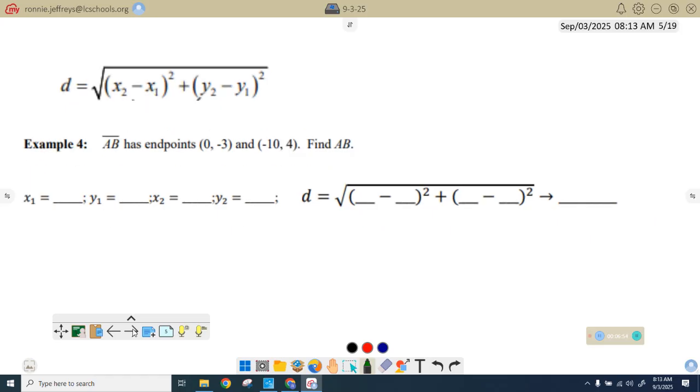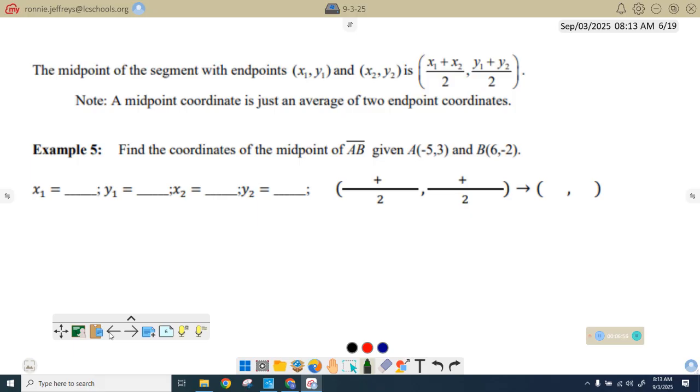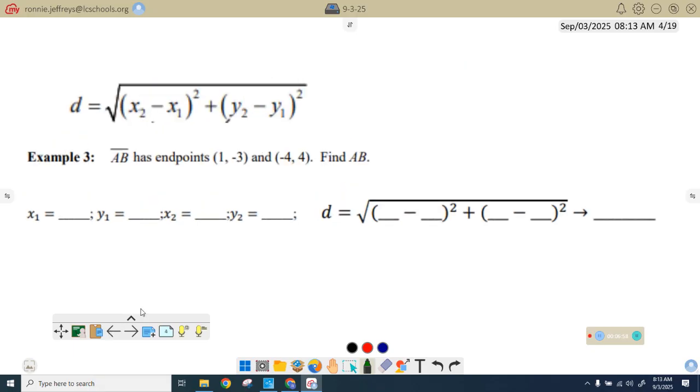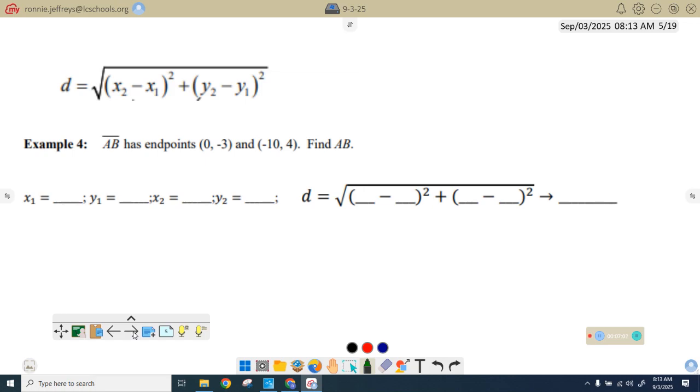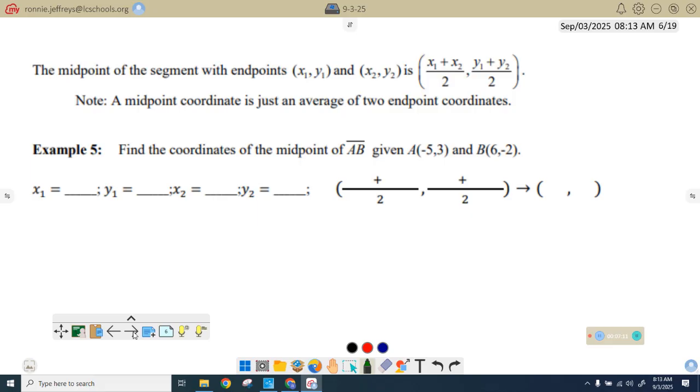How many of these did I give y'all? 4? Okay. All right. We're going to come back. I'm going to let y'all do these 2 on your own so I can teach y'all how to use the calculator. And then we'll come back. I know some of y'all are like, but I have the answer. Okay. That's awesome. All right. Move on to example 5.